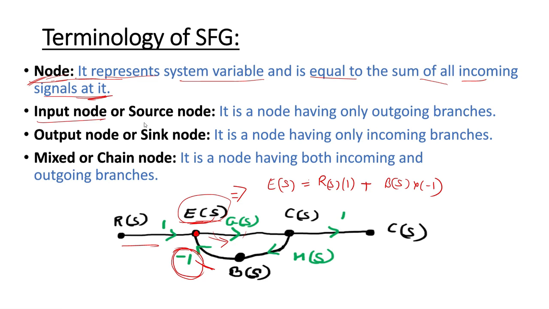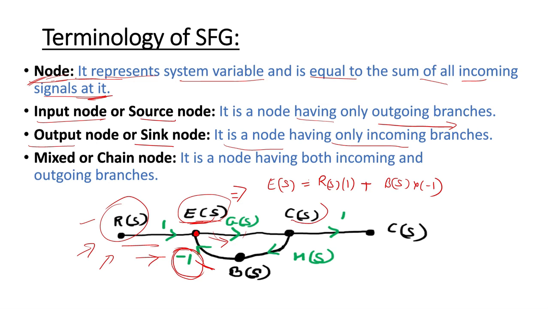Now the input node or source node is a node having only outgoing branches. So see this, in R(s) you don't have any incoming branches. Here we have only one branch and that too outgoing. So R(s) is your input node. Then the output node or sink node is the node having only incoming branches.